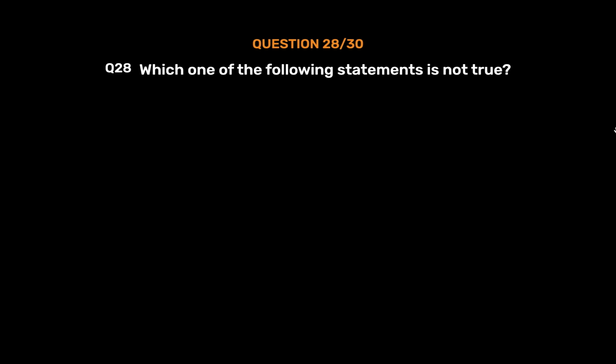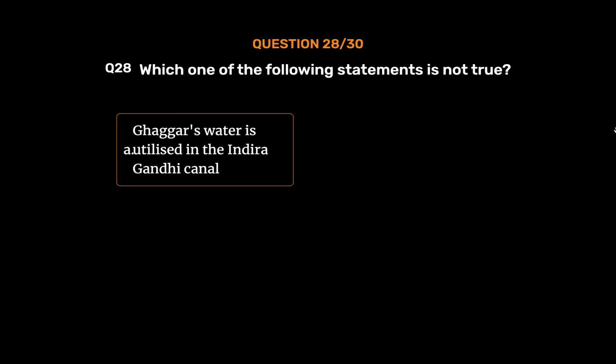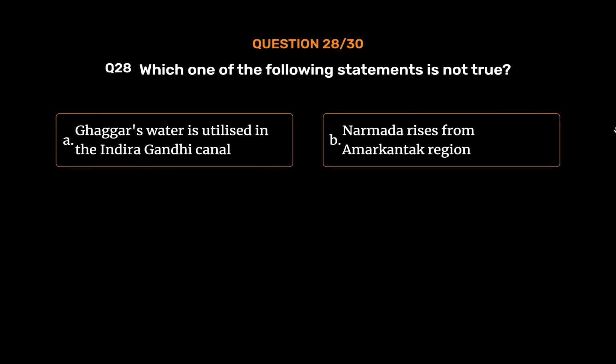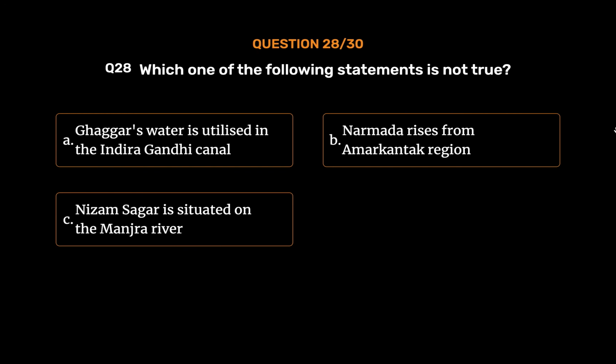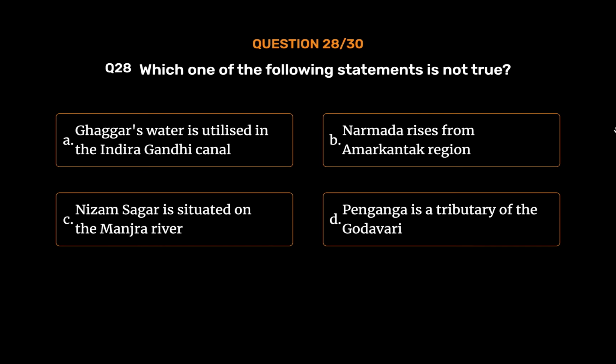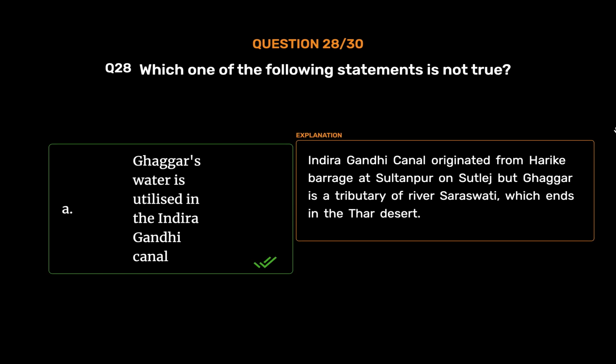Question number 28. Which one of the following statements is not true? Option A. Ghaggar's water is utilized in the Indira Gandhi Canal. Option B. Narmada rises from Amarkantak region. Option C. Nizam Sagar is situated on the Manjara River. Option D. Penganga is a tributary of the Godavari. The correct answer is option A. Indira Gandhi Canal originated from Harike Barrage at Sultanpur on Satluj, but Ghaggar is a tributary of river Saraswati, which ends in the Thar Desert.